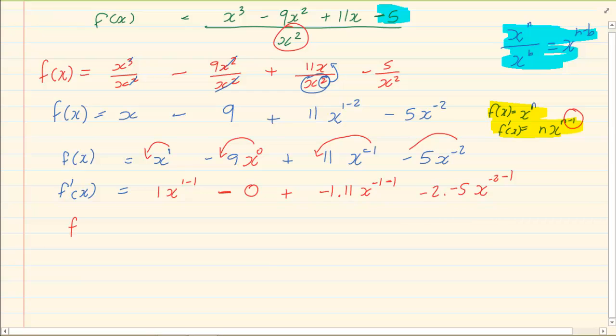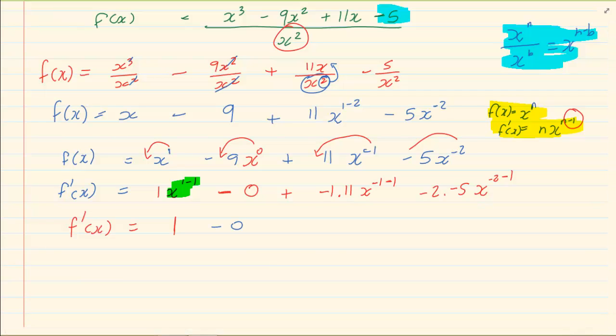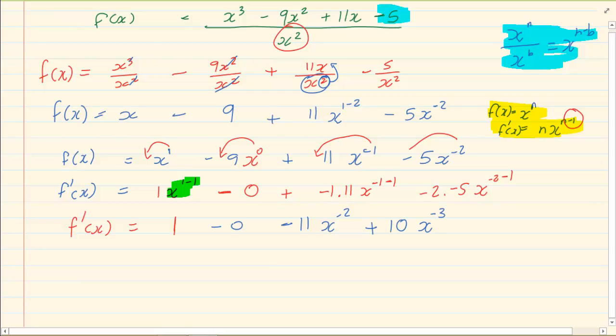So our final answer is 1, because x to the power of 0 is equal to 1. Then we have a 0, so we don't need to write that in. And we have minus 1 times 11 gives me negative 11, x to the power of negative 2. Then we have negative and negative is positive. 5 times 2 is 10, x to the power of negative 3, because negative 2, negative 1 is negative 3.